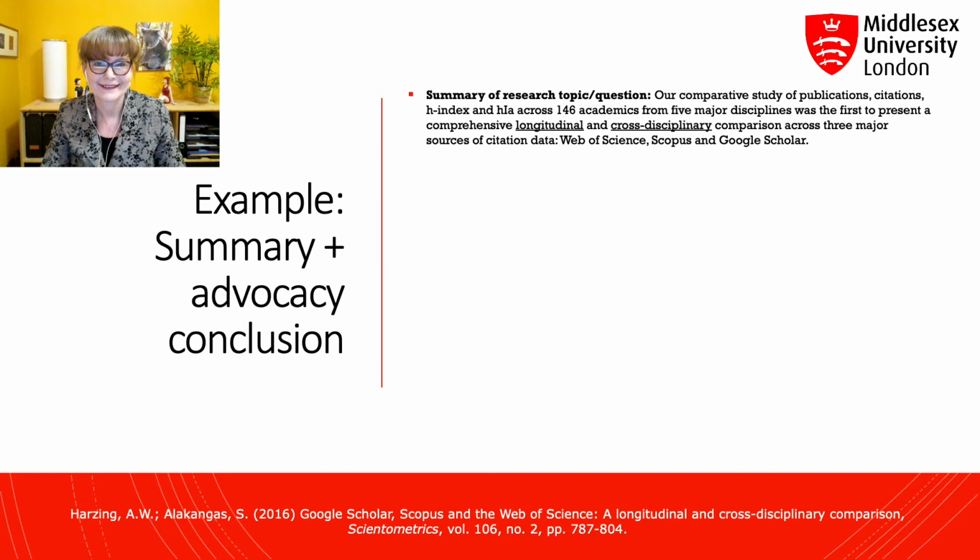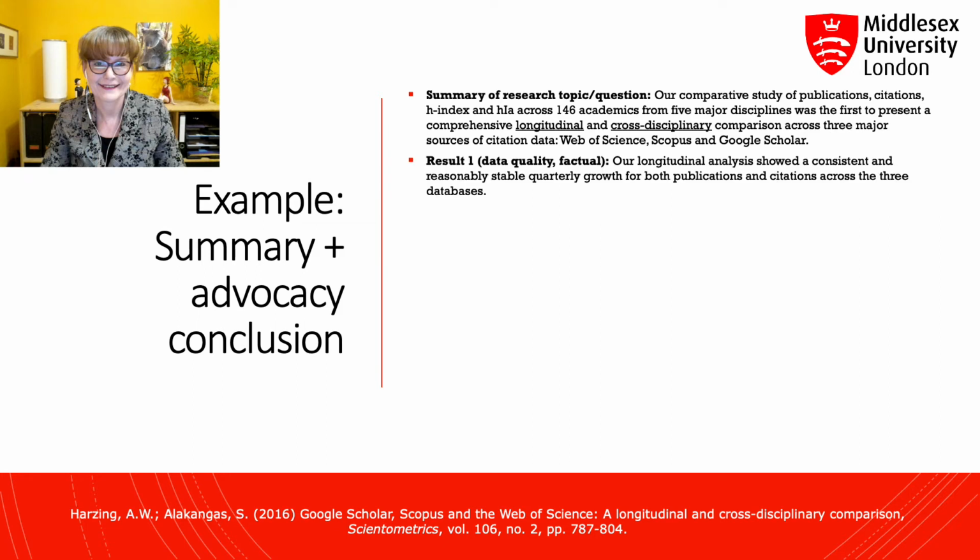So the first part of the concluding section simply summarizes what we have done in the article. The next part of the summary then indicates the first result, which is a fairly boring result about the stable quarterly growth of the three databases. But this was meant to establish that in contrast to what prior studies had thought, Google Scholar is actually a credible data source to measure research performance.